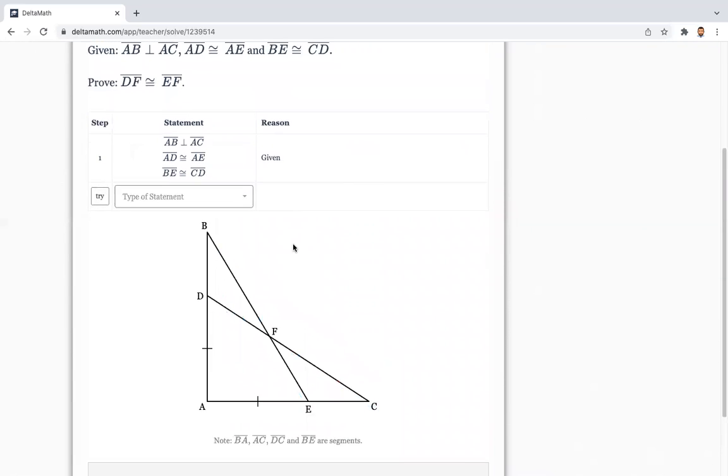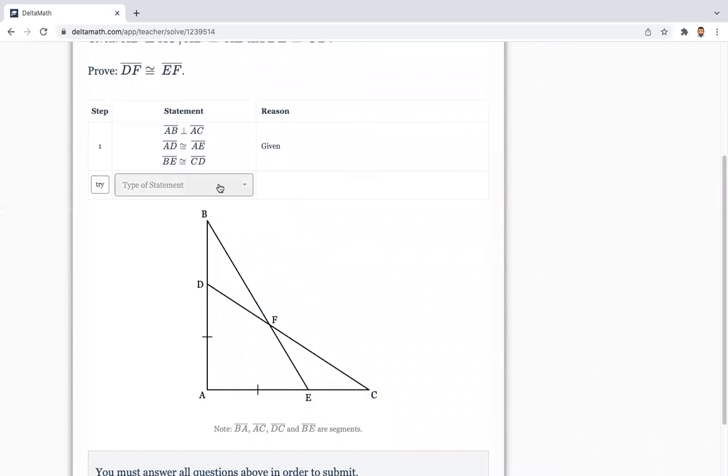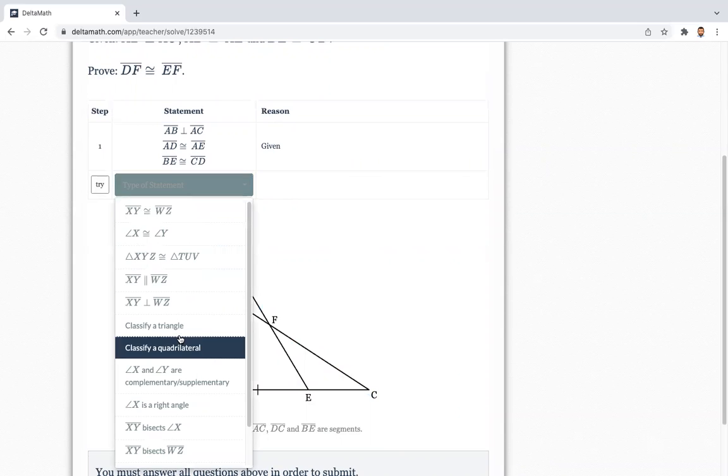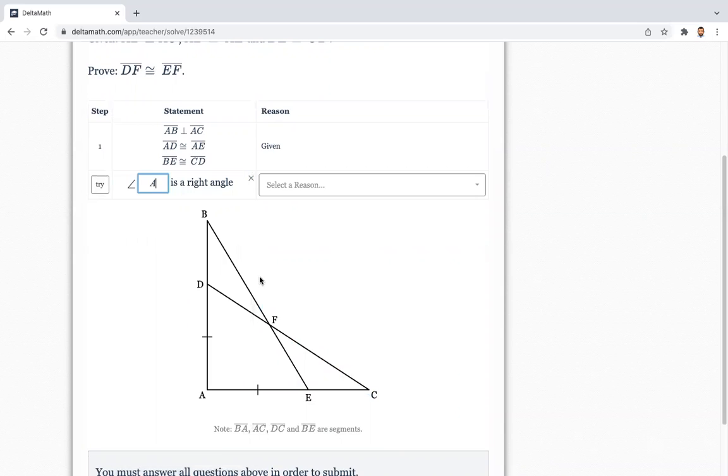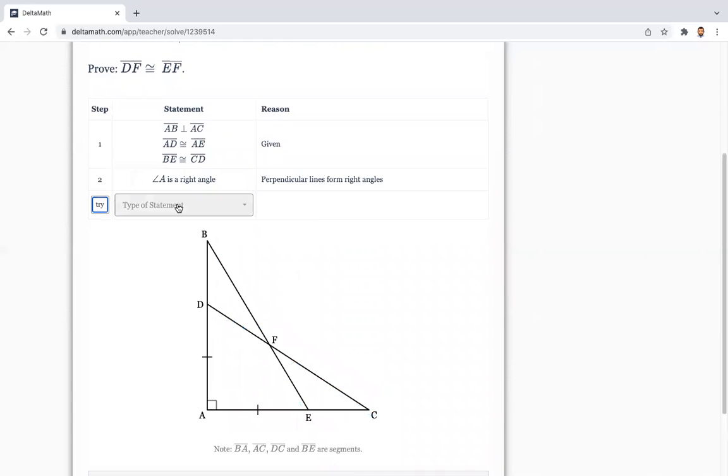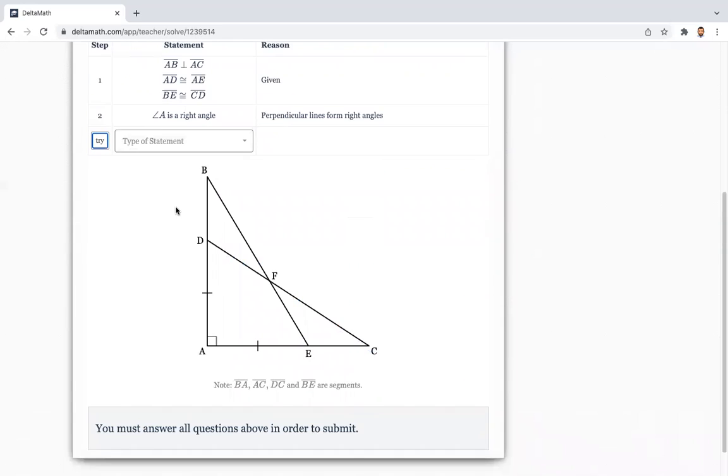Okay, AB is perpendicular to AC. So I probably want to say that angle A is a right angle. That's calling me in that we're probably going to use HL. AD is congruent to AE. That's marked. BE is congruent to CD. So those are my hypotenuses. Okay, so we're good for hypotenuse leg because we have hypotenuse leg in this triangle compared to hypotenuse leg in this triangle. So we are good to go.